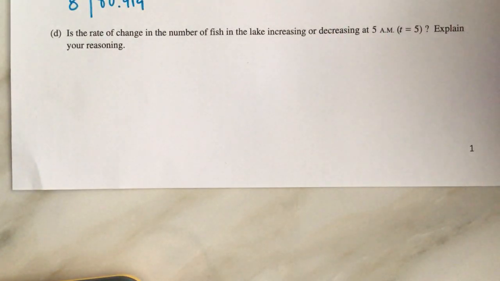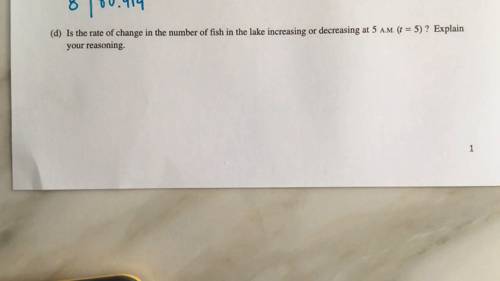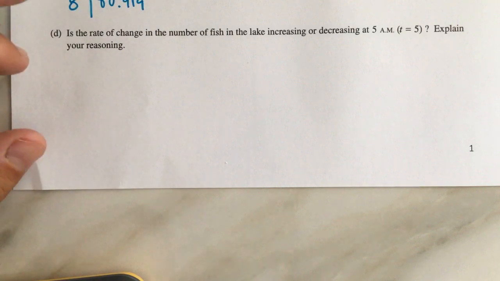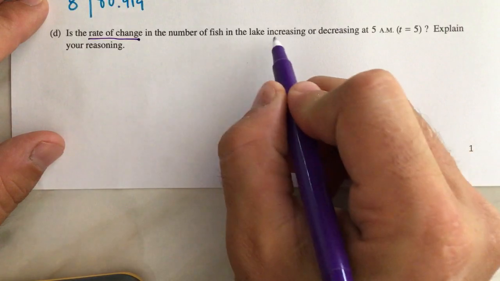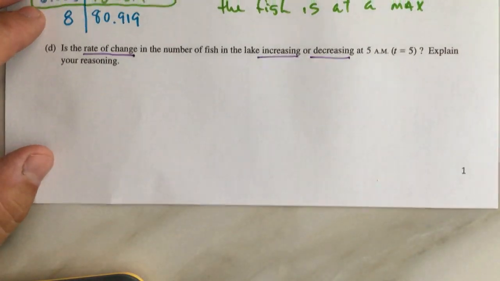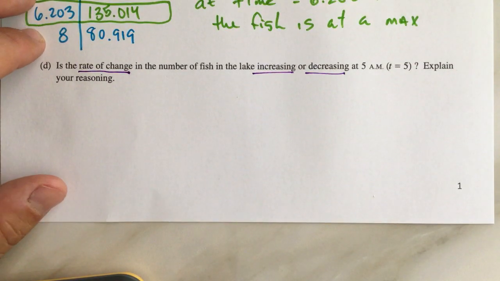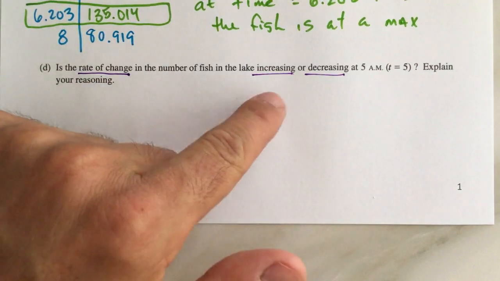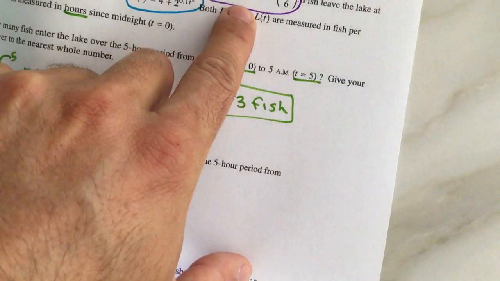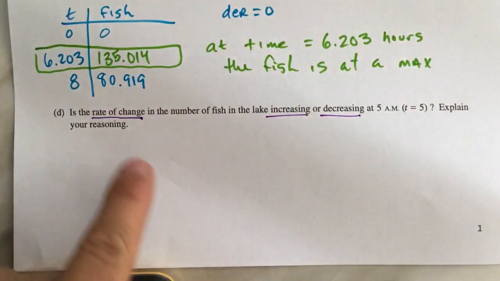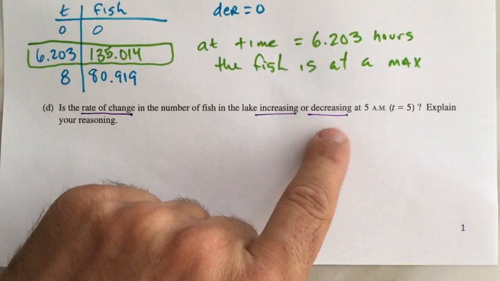Is the rate of change in the number of fish in the lake increasing or decreasing at time 5? Okay, at 5 hours, 5 a.m. Explain your reasoning. So this one I'm thinking about for a couple moments, because it's asking, is the rate of change increasing or decreasing? It's not asking is the rate of change positive or negative, right? Because then I would just see if there are more fish in or more fish out. It's asking if the rate of change is increasing or decreasing.